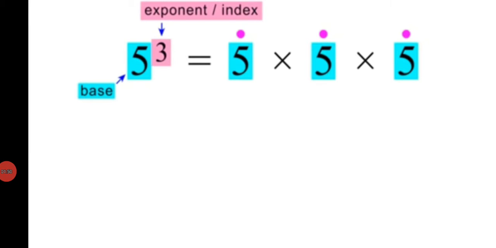Observe this example. Here it is 5 to the power 3. Here 5 is the base and 3 is the index. So we shall write 5 into 5 into 5. That means the base says which number will be multiplied by itself, and the index says how many times it will be multiplied. Hope it is clear to you.